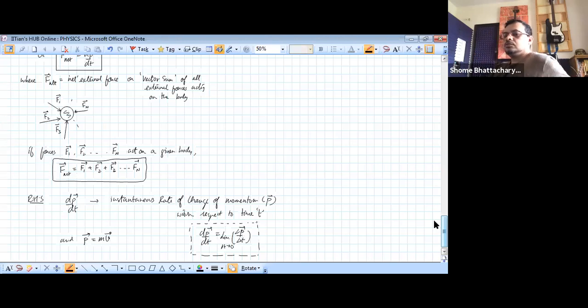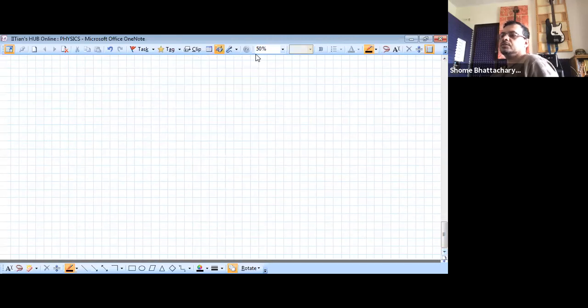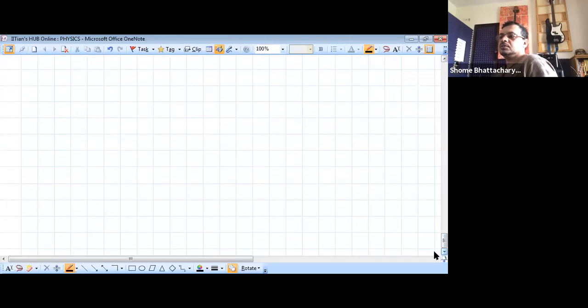Okay, so this is where most of our effort in this chapter is going to go, in the application of Newton's second law. Now we need to understand something very carefully here before we proceed with numerical examples.